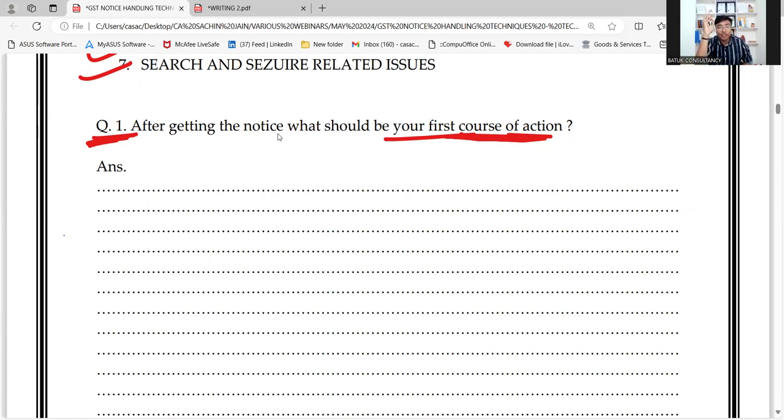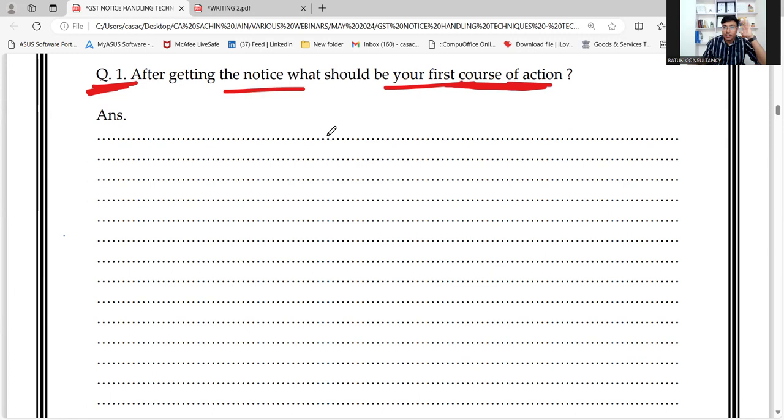Now, after getting the notice, what should be your first course of action? After receiving the notice, what will my first course of action be, what will I have to do? So whenever you receive the notice, first check the authority.